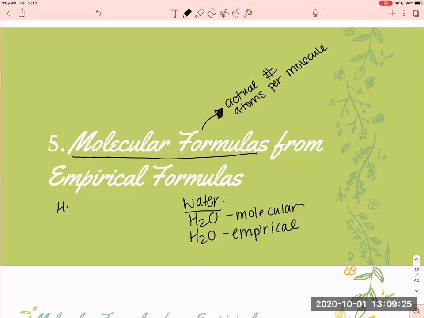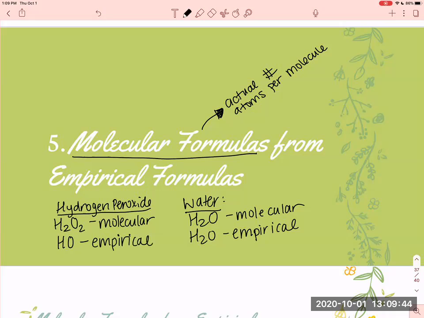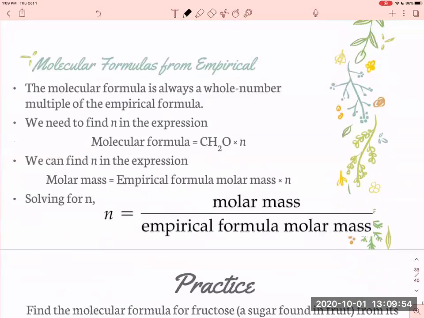But for hydrogen peroxide, we know hydrogen peroxide is H2O2. That's the molecular formula, that's really what that molecule looks like. But the empirical formula for that is just HO. So if we were to do all our math to find the empirical formula for hydrogen peroxide, we would find HO. But that's not really the way that molecule looks. How do we know? We know because we can find the molar mass. This is always of the molecular formula.